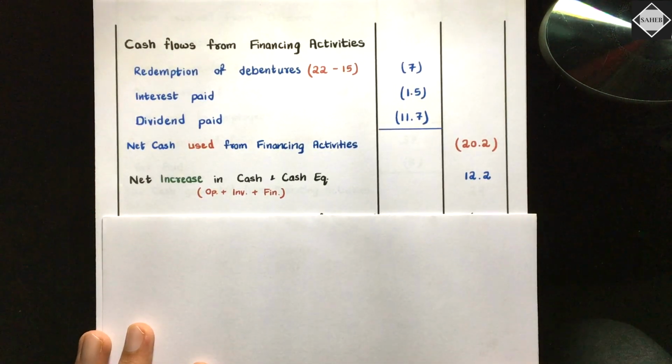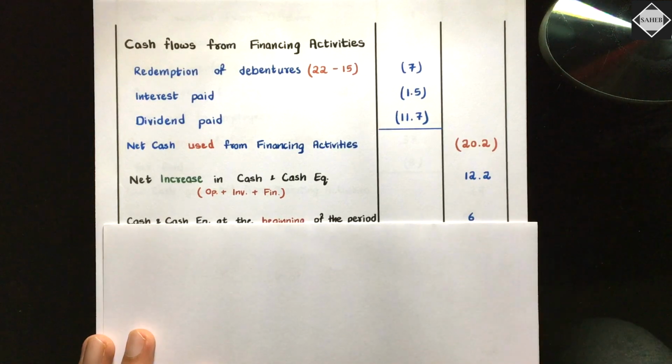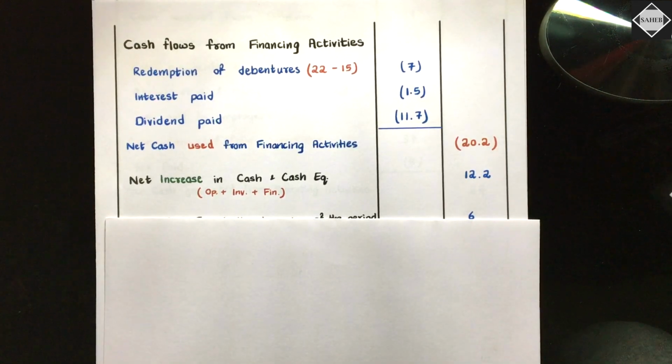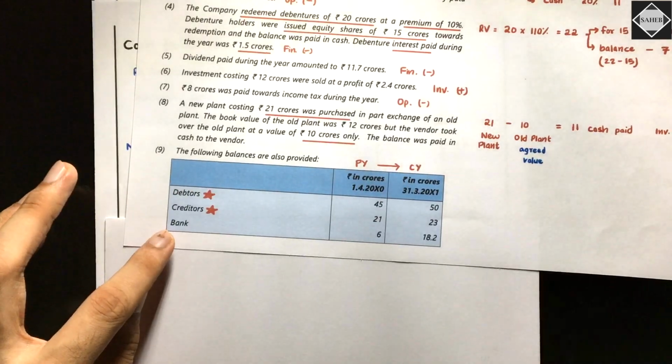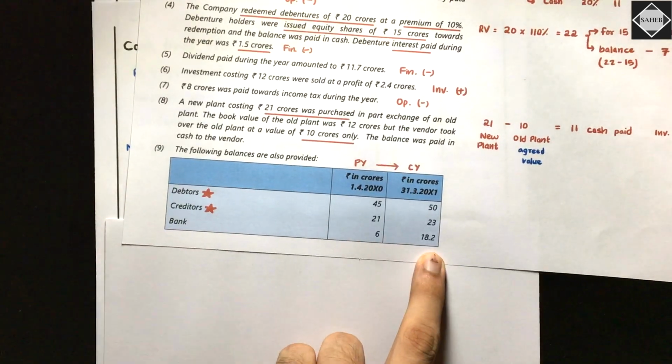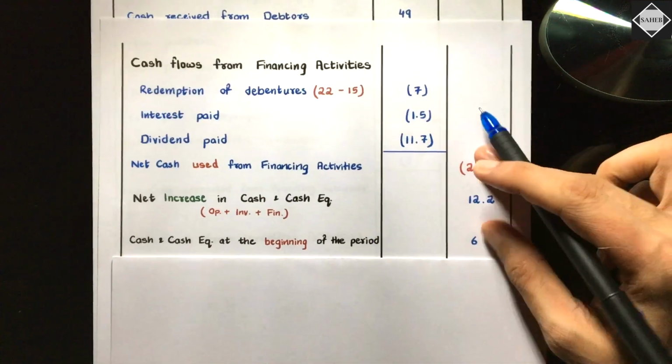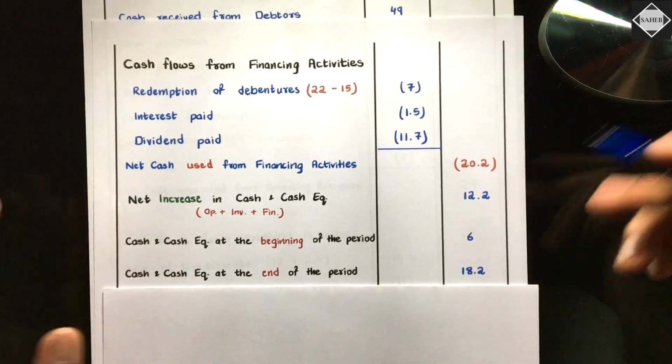I have been saying that in the conceptual video, isn't it? Yes. Then you will take the opening and closing balance of cash and cash equivalent as usual. So opening balance of cash bank was how much? 6 crore. Closing balance is 18.2 crores. So see here, opening balance, closing balance. Fine. So you can verify.